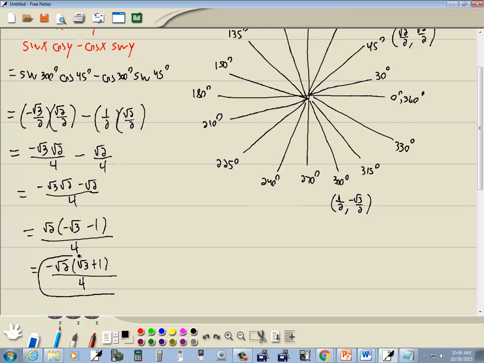So that's one possibility. Another simplifying technique would be to just go ahead and multiply these together. So we've got negative square root of 6 minus square root of 2 over 4.